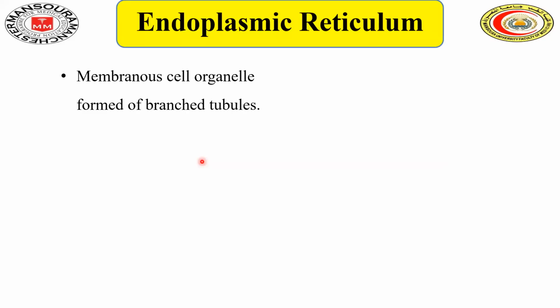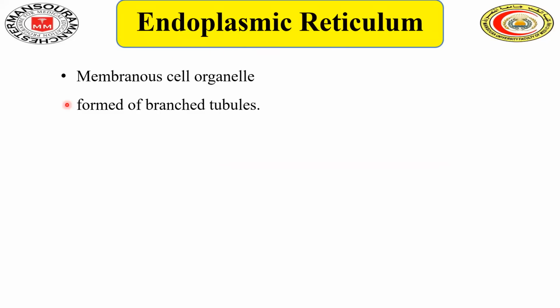The second membranous organelle is the endoplasmic reticulum. As we mentioned before, what's the definition? Is the endoplasmic reticulum membranous or not? Membranous, yes. So here it is a membranous organelle. But because we have two different types of endoplasmic reticulum with two different functions, we will not mention the function in the definition.